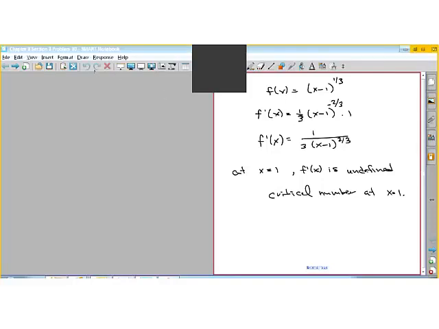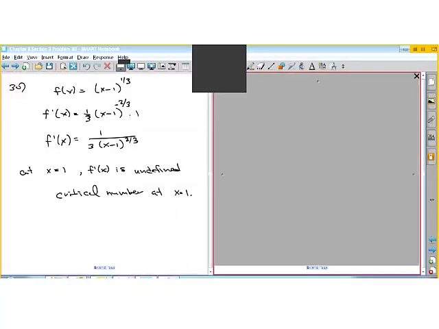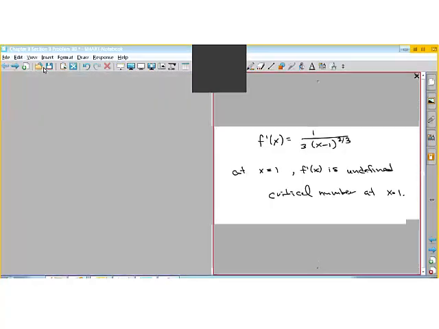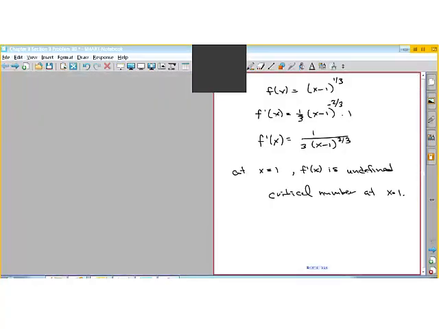Okay, this is problem 30. And let me just cover up a few things here so we don't get ahead of ourselves. So this is our function. What we're doing is looking to find the critical numbers. So we take the derivative.